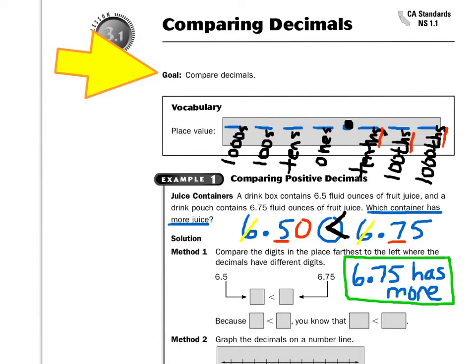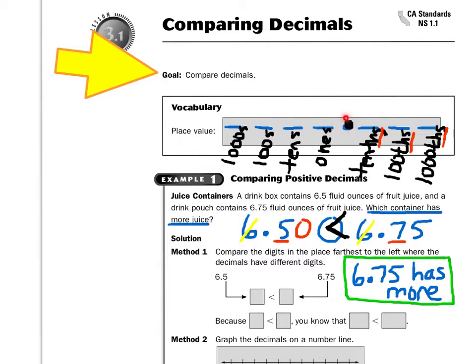Okay, take a look at comparing decimals. So the first thing, let's talk about place value. You always want to notice where the decimal point is because that's always your starting point when you're trying to determine what the place values are. So the number just in front of the decimal point is the ones, and then right next to that would be tens. Right next to that would be hundreds, and right next to that would be thousands.